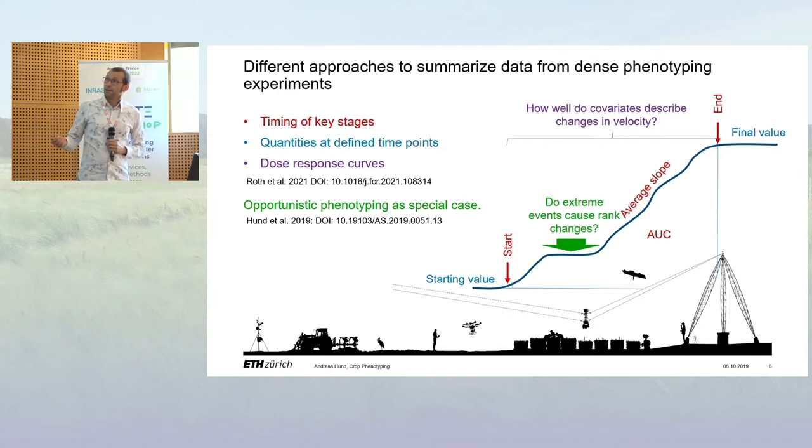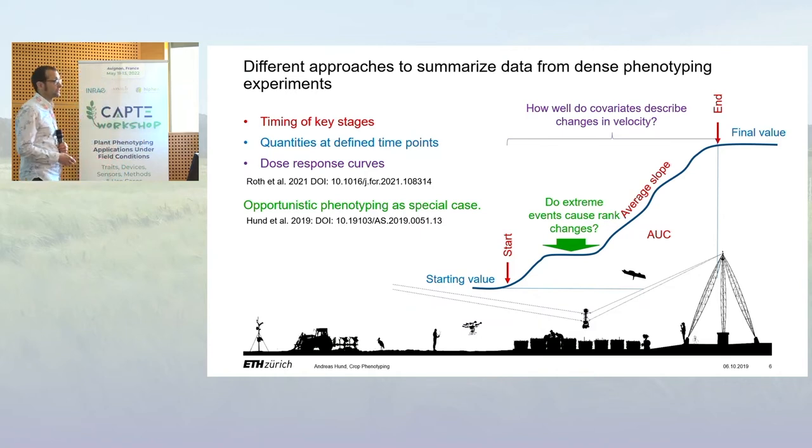But what I would like to also highlight is actually how well do these covariates describe the velocity, these ups and downs here in this dynamic process. So this is the other thing we are quite looking at. And then another question again is what actually happens if there is some complete stop in growth dynamics?